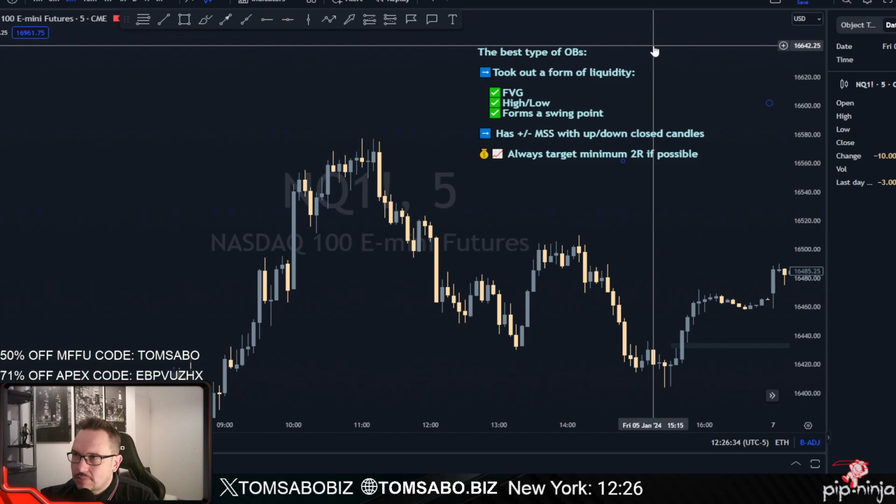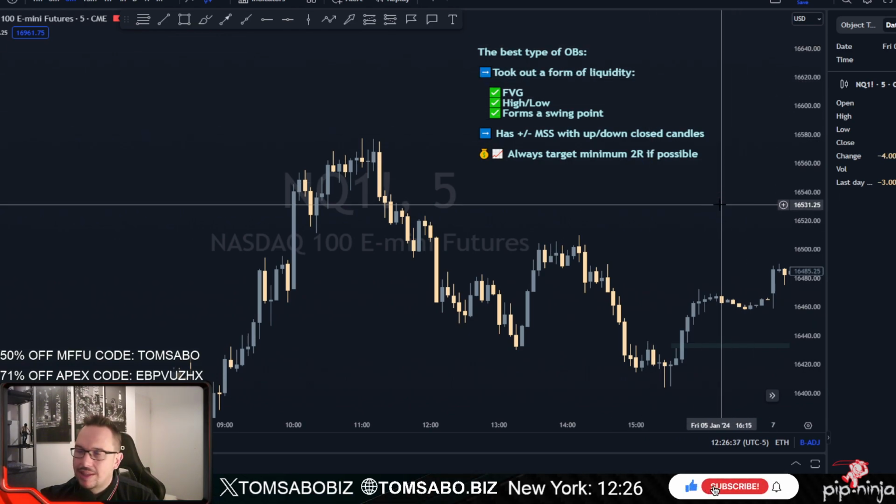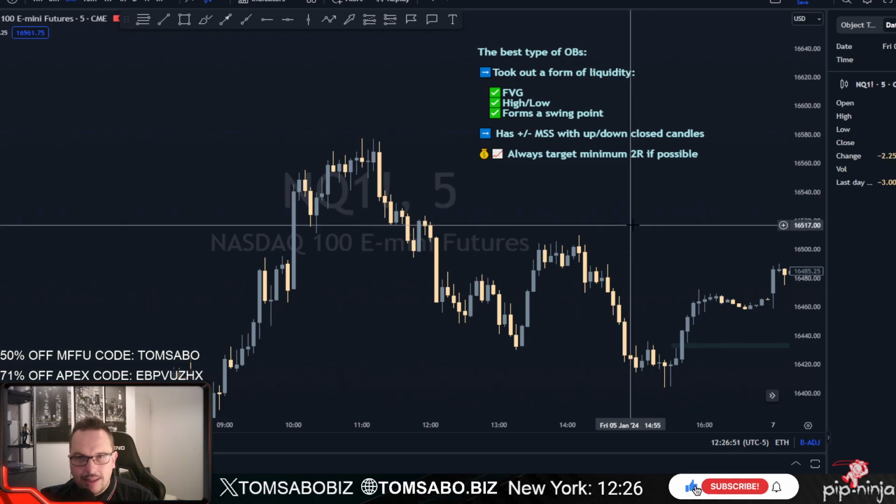So first of all, it's important, what kind of order blocks do we need? The order block needs to take out a form of liquidity. So what do I mean by that? The form of liquidity can be a fair value gap, like buy side imbalance, sell side inefficiency, or sell side imbalance, buy side inefficiency, as we all know it with smart money concepts or ICT. There is liquidity there. Or it can actually take out a swing high or a swing low, or it can also form a swing low or a swing high in itself. But I'm going to show you some examples.